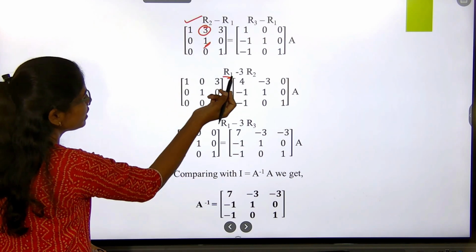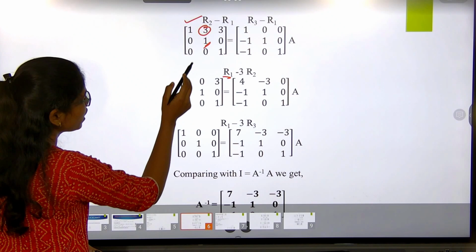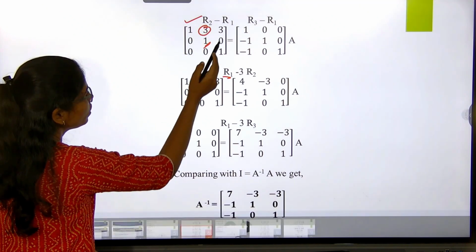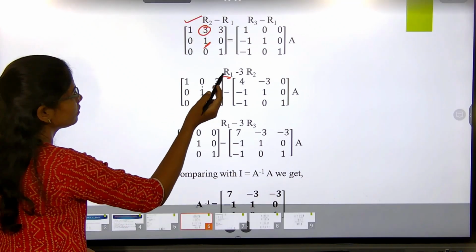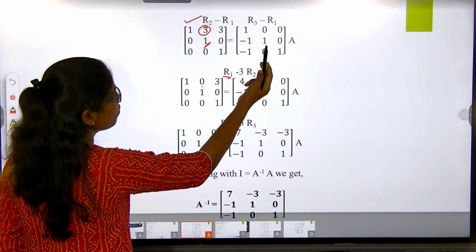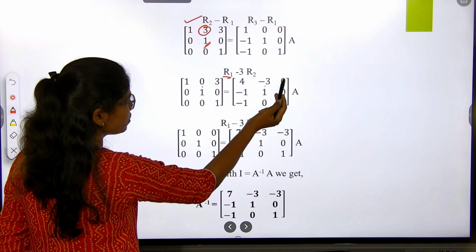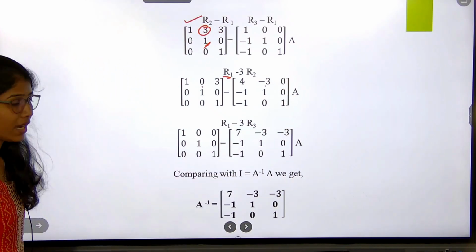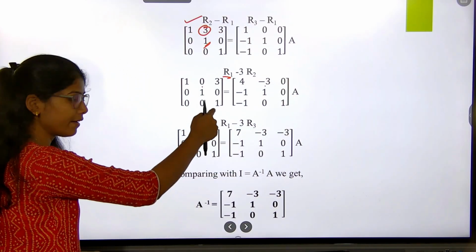So 1 minus 3 into 0, so it is 1. 3 minus 3 is 0. 3 minus 0 is 3. And then 1 minus minus, plus 3 is 4. 0 minus 3 is minus 3. 0 minus 0 is 0. After that this should be 1. It is already 1, okay.